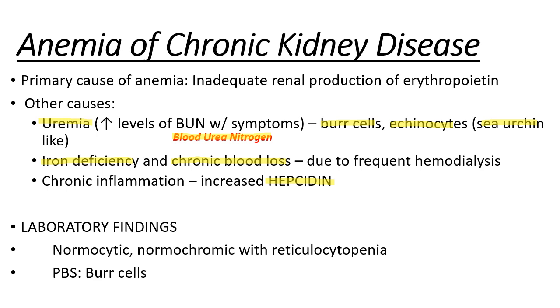Laboratory findings naman natin, no? Normocytic normochromic lagi si ACKD with reticulocytopenia. Bakit with reticulocytopenia? Bakit bagsak sa reticulocytes? Dahil bagsak din yung erythropoietin mo. No? So, walang erythropoiesis na nangyayari and hindi nakakapag-compensate ngayon yung katawan mo dun sa increased RBC loss. So, meron kang reticulocytopenia. In PBS, ma-appreciate mo yung burst cells.